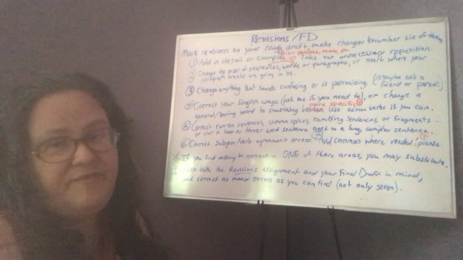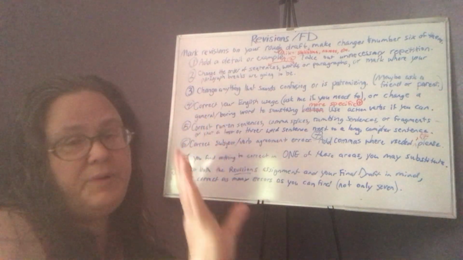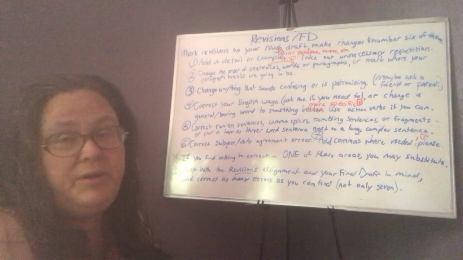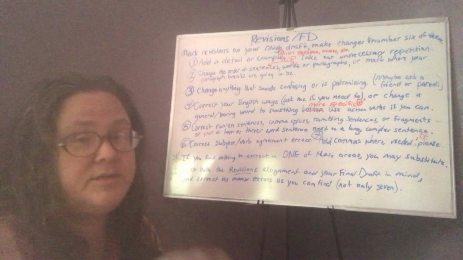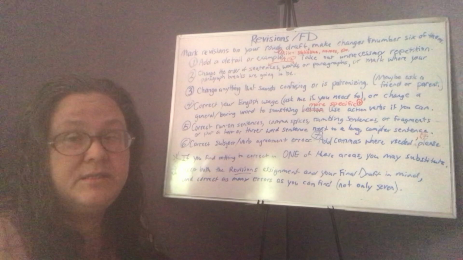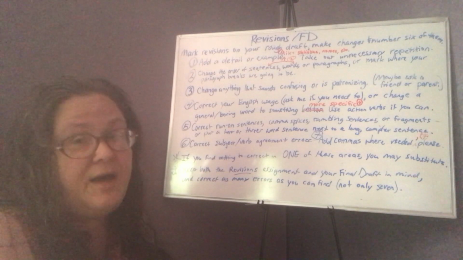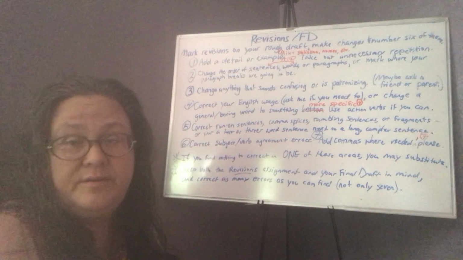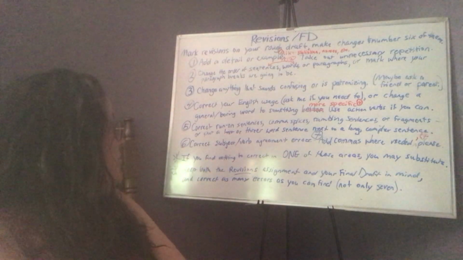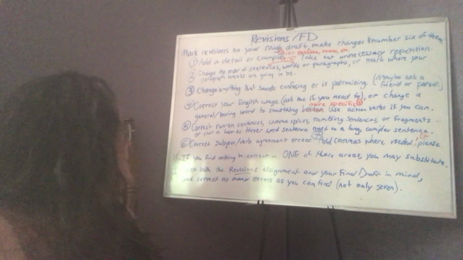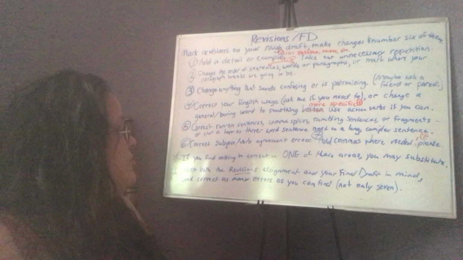So put a little number 5 if you have a whole paragraph where you didn't put periods, but you go back and you put periods in there to show where one sentence ends and the next one begins. That is a number 5 kind of correction. Put a little number 5 next to it. Number 6, correct subject-verb agreement errors.